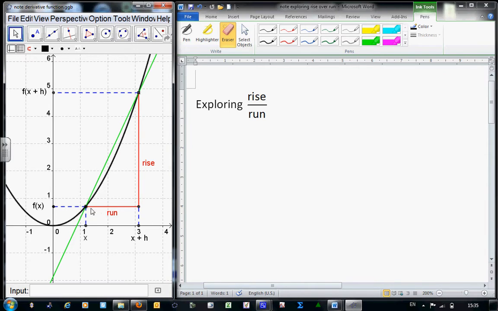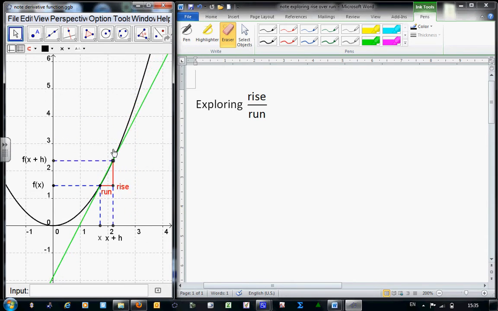Now, as the 2 points get closer together, what happens to the length of the run? Well, as you can see, the run and the rise are getting smaller and smaller and smaller. But of course, rise over run is a little bit tricky, because if the run is 0, we have division by 0, which we do not want. That doesn't compute at all.